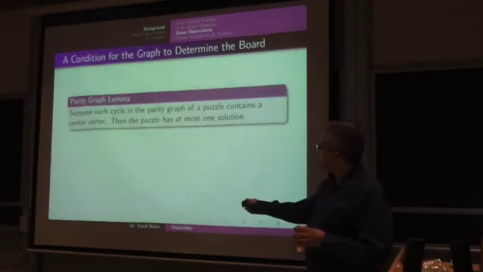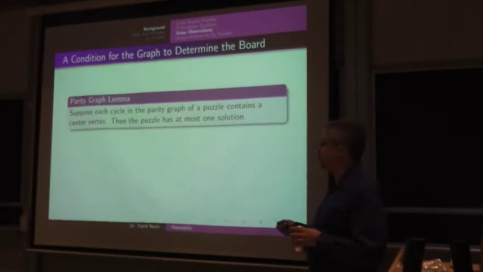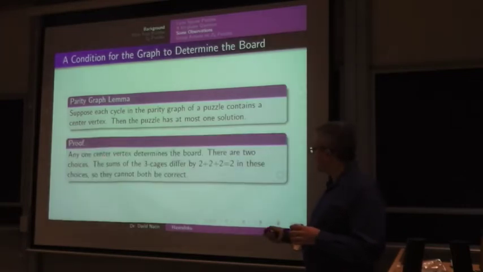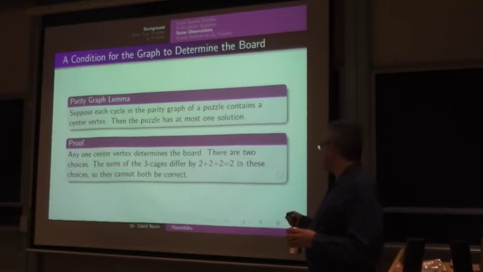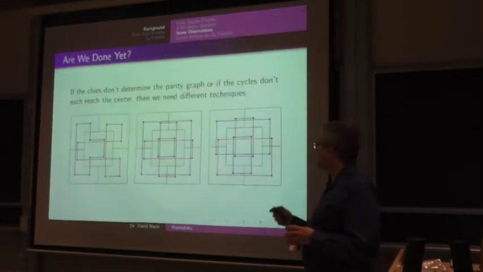So what I want to do is make that into a lemma. Suppose every cycle in the parity graph of a puzzle contains something in the center. Then the puzzle must have at most one solution. Well, the thing is any one center vertex in this case is going to determine the entire puzzle. And there's only going to be 2 choices for that one entry. But that entry is going to make all the entries differ by 2. So it's going to make the 3 cages differ by 2 plus 2 plus 2, which means they both can't be correct. So I have at most one solution whenever this happens. And we're going to return to that as well.